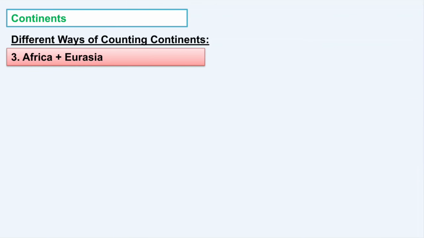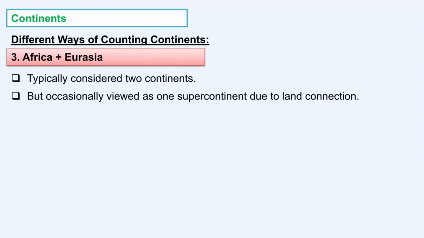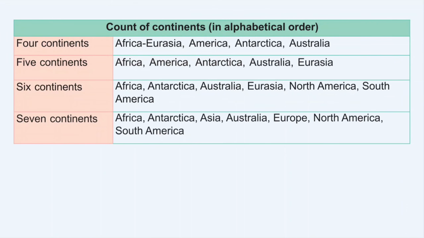Next we have Africa plus Eurasia. In Eurasia alone we have 2 continents, isn't it? Again Africa has been added because these are not separated. Geologically or geographically these are not separated, the separation is only because of human convention and convenience. So Africa plus Eurasia is typically considered 2 continents, but occasionally viewed as one supercontinent due to the land connection. There is a land connection, that is why it has been viewed as one.